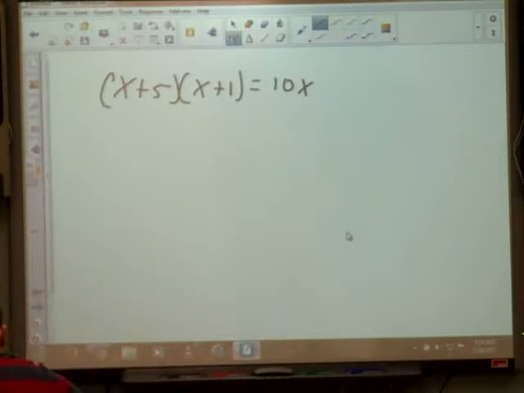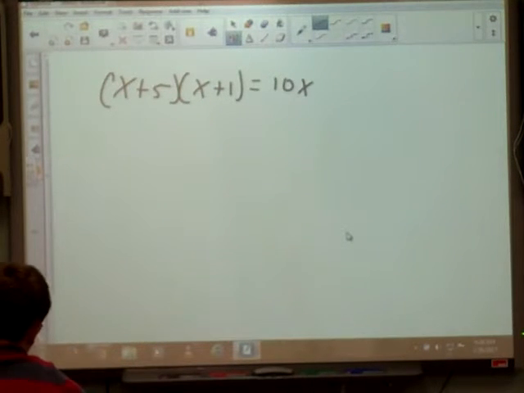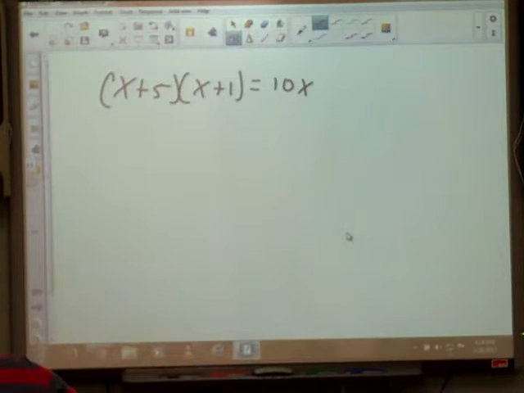We got x plus 5 times x plus 1 equals 10x. Use the quadratic formula, and we're not anywhere near standard form. They're right over here on the side. That binomial on the left, we got to FOIL that.